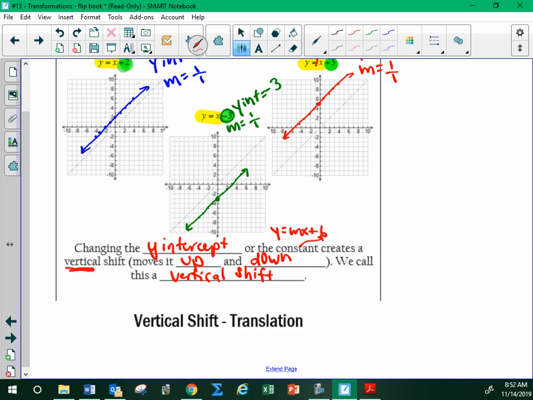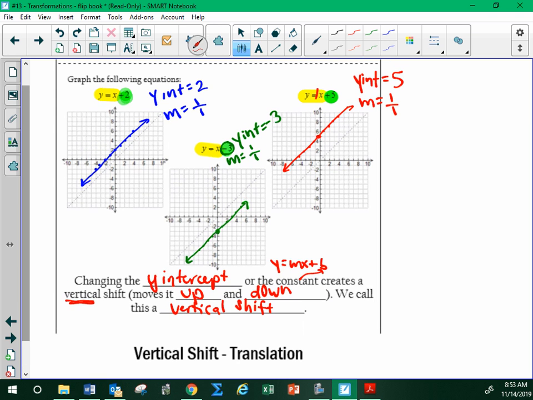So again, something that the SWL will ask you, and thus our test will ask you, is to describe the transformation from our current graph. I can look at this, I see +2, so it shifted up 2. That's all I have to say, shift up 2. Alright, questions with our vertical shift?